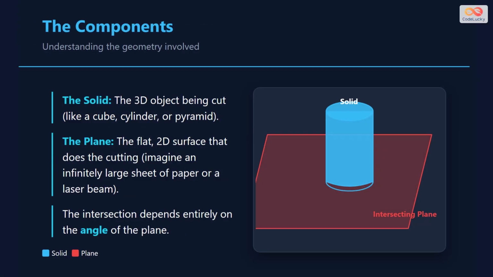To understand this mathematically, we need to know the two key players. First, we have the solid, which is our 3D object like a cube or cylinder. Second, we have the plane. In geometry, a plane is a flat, two-dimensional surface that extends infinitely. When we talk about cutting a solid, we imagine this plane passing through it. The shape of the cut depends entirely on the angle at which the plane meets the solid.